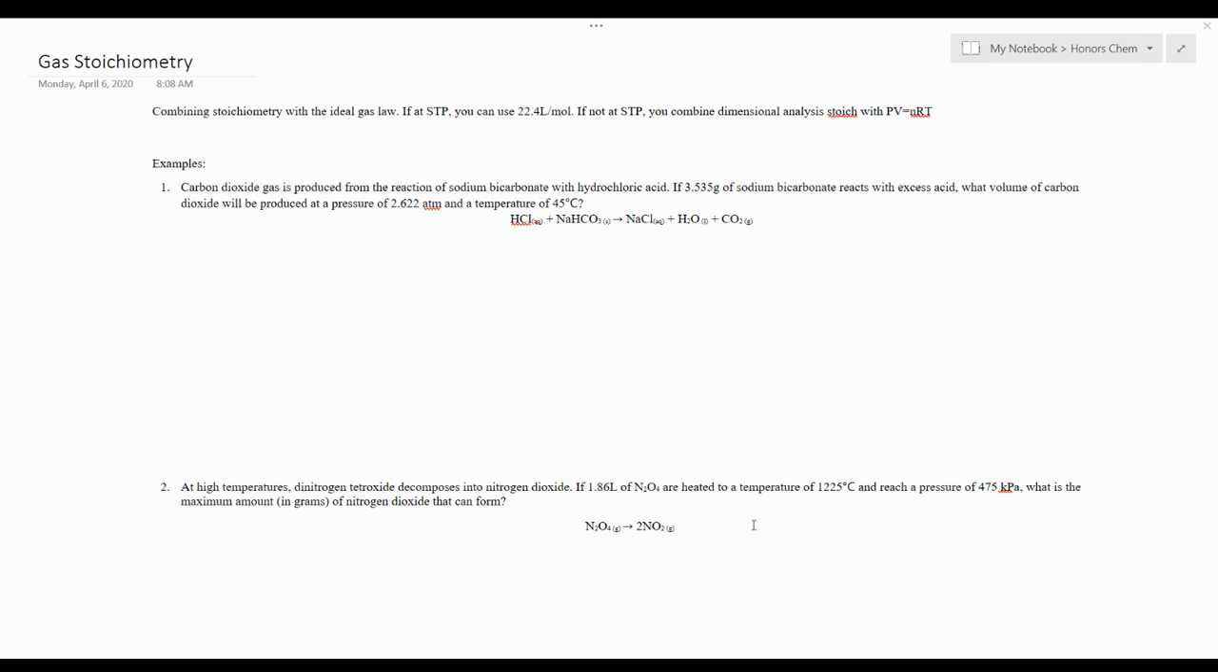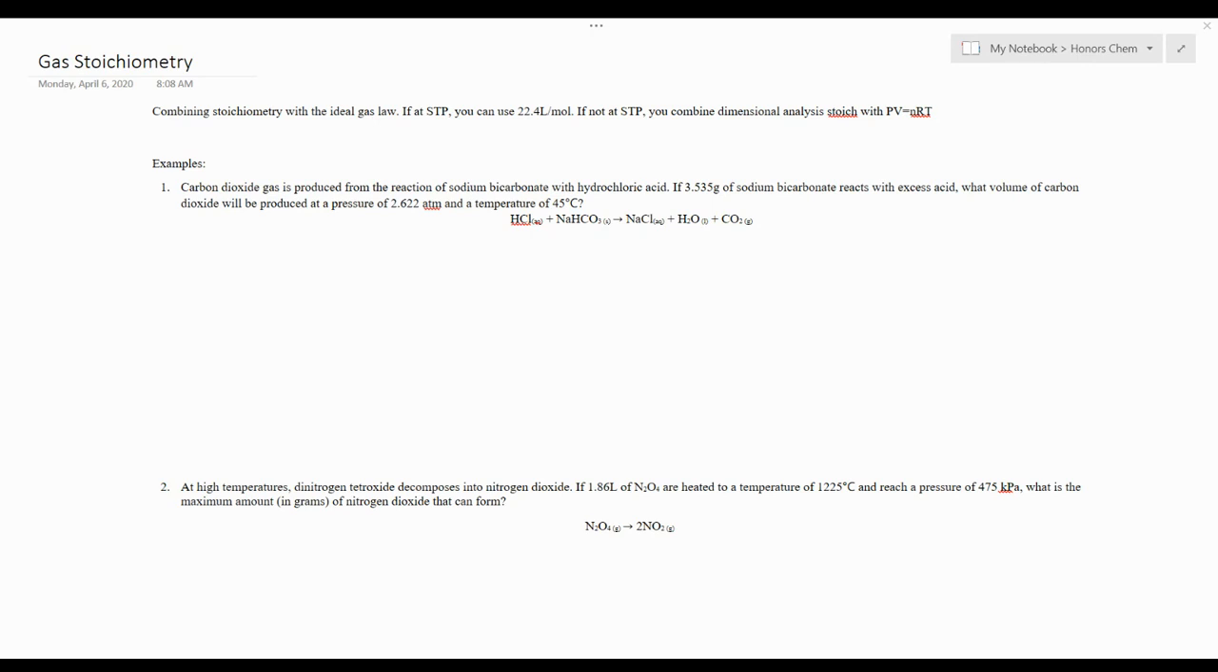All right, this one is on gas stoichiometry. So when we did stoichiometry, when we had gases and we wanted to find the volume, we were using 22.4 liters per mole. That number comes from using the ideal gas law and plugging in the STP values for 1 mole. You get 22.4 liters.